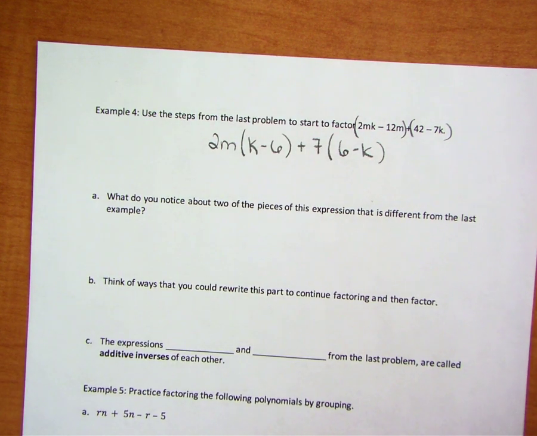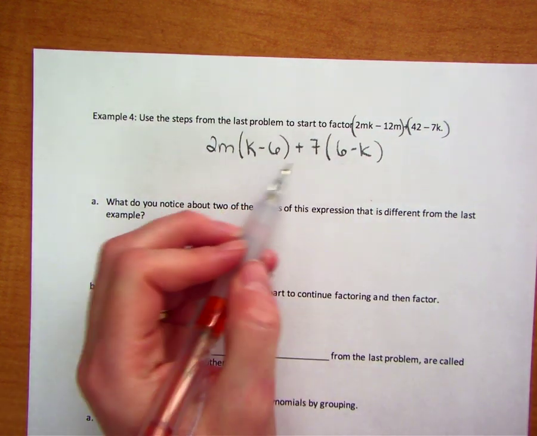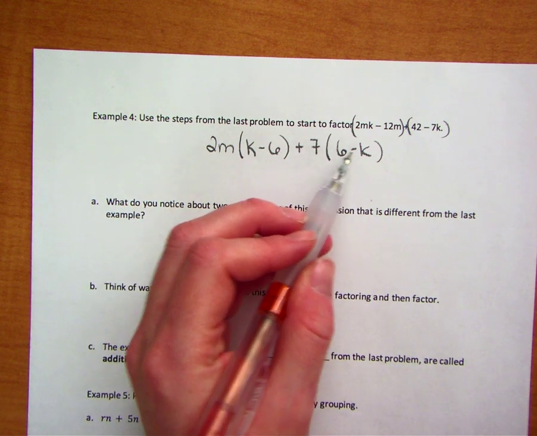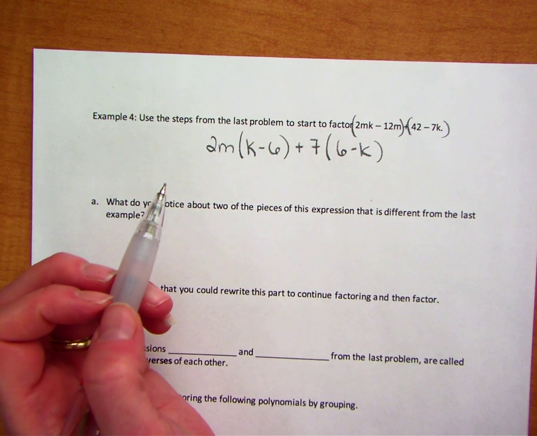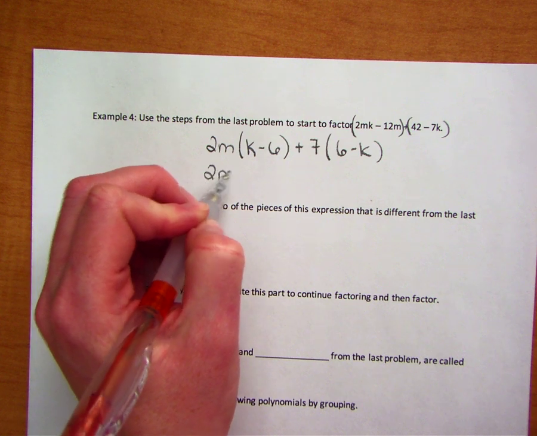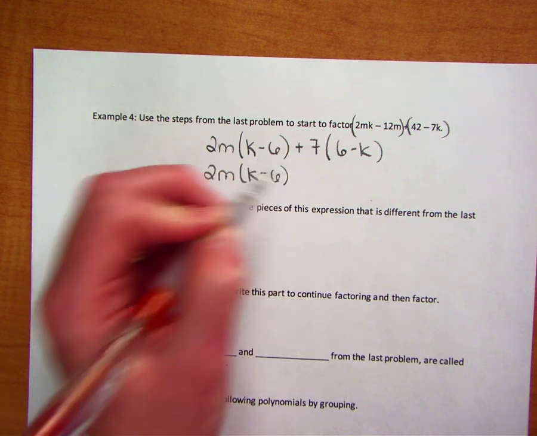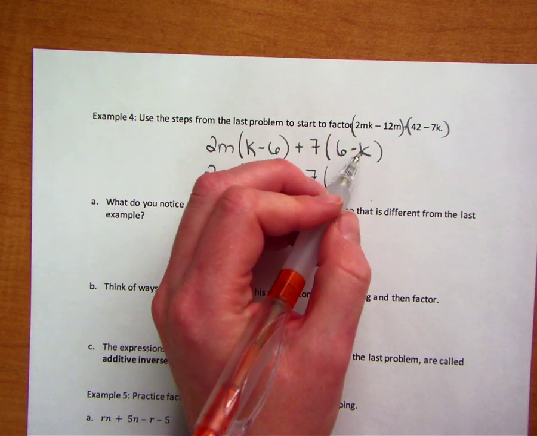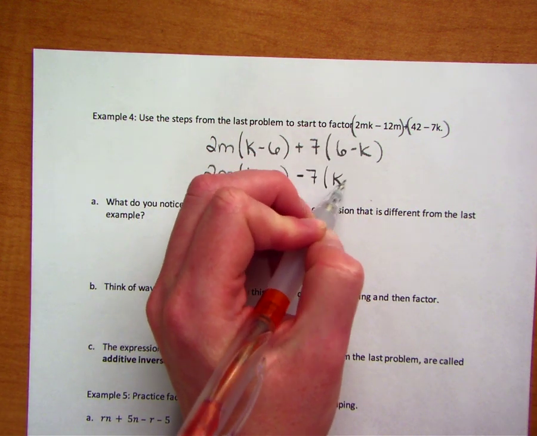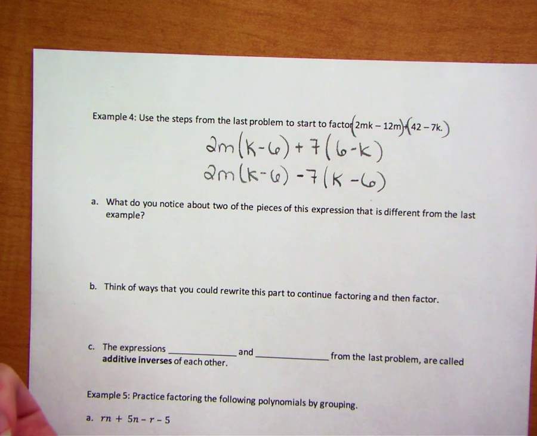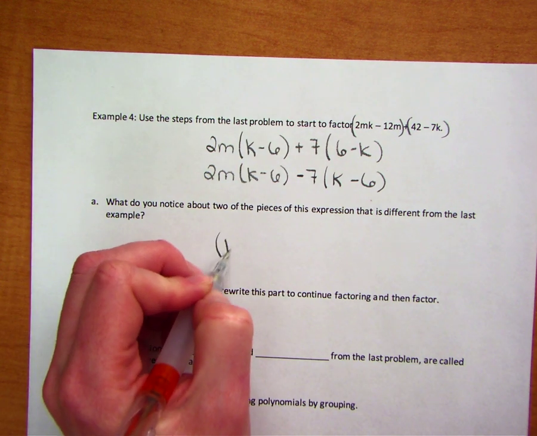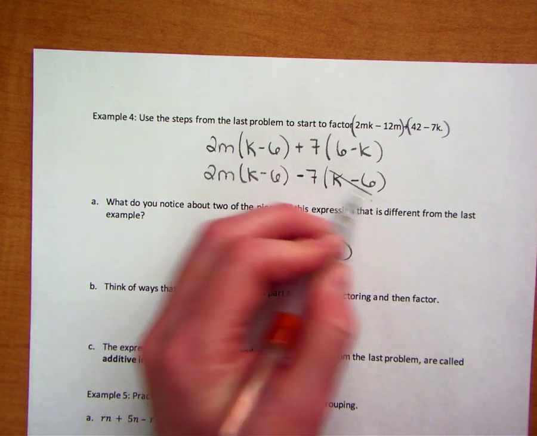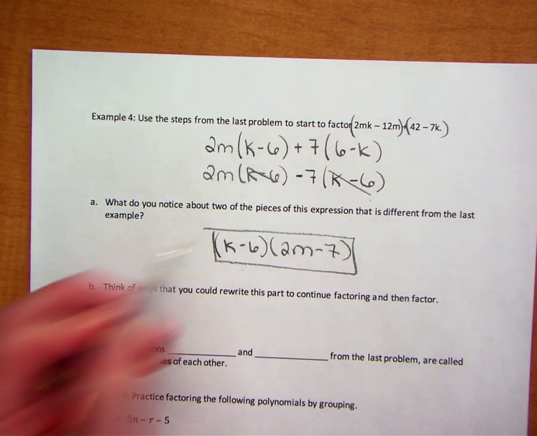And then we look and we say, oh no, we can't smile because these are not the same. However, they are very similar. The only difference is the sign. So if we think about that, how can we change this to make them the same? Let's keep the first one as it is, and let's factor out a negative 7 instead. When we do that, that makes the k positive and the 6 negative. And now we have k minus 6 times 2m minus 7. And we have our greatest common factor and our factored term.